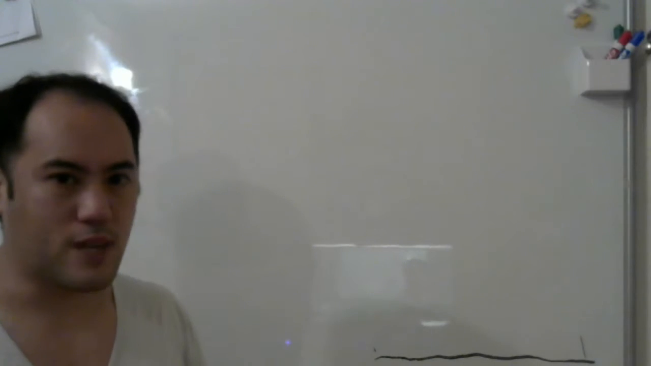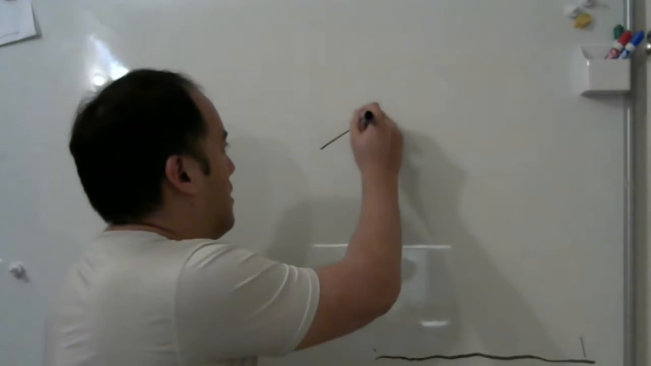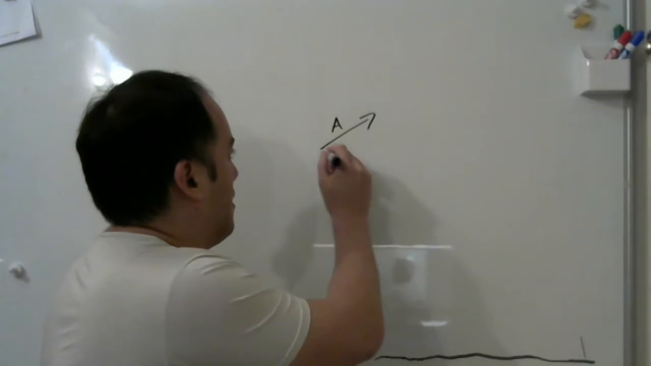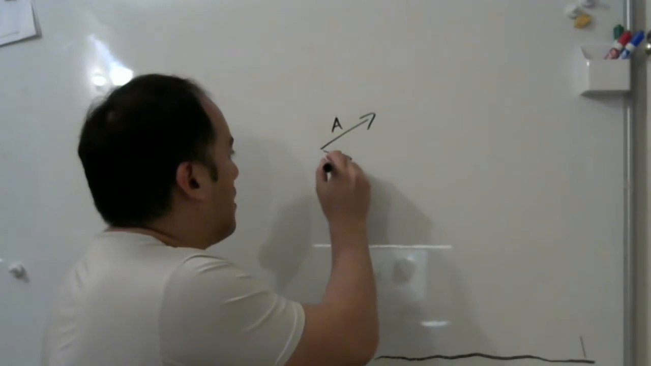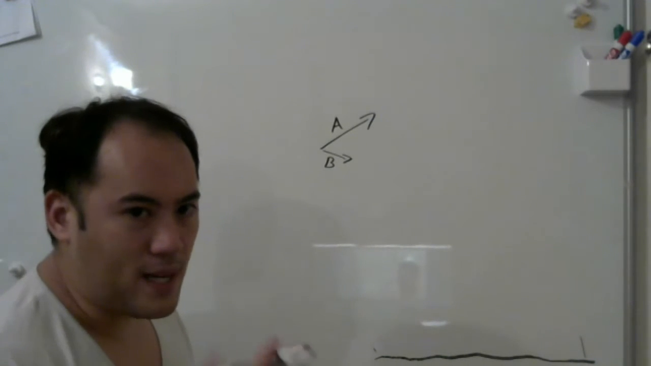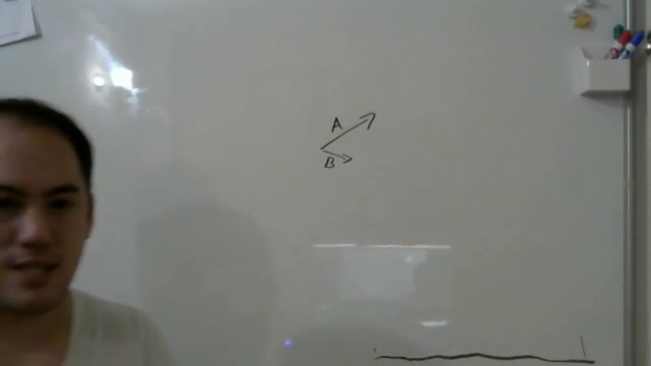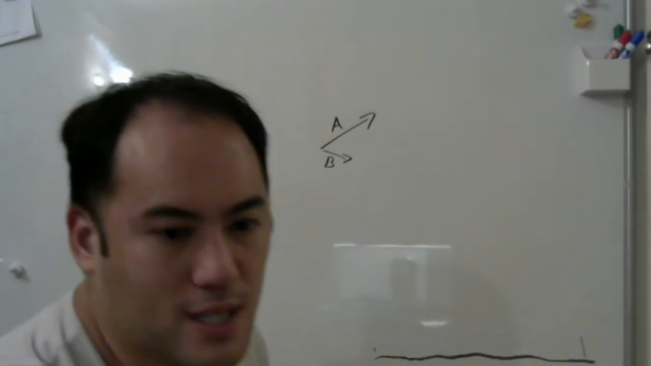So let's just say I have two vectors. They could be velocities, they could be accelerations or displacements, doesn't really matter. A, B. Two vectors, A and B. The main idea for today: what's A plus B? What's vector A plus vector B? Let's watch another video.